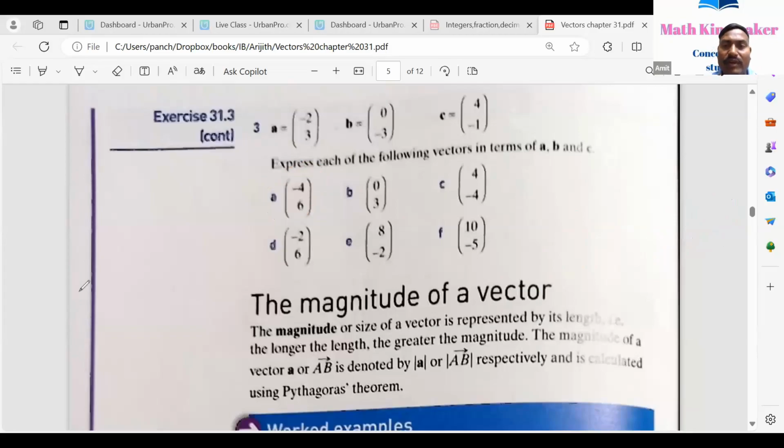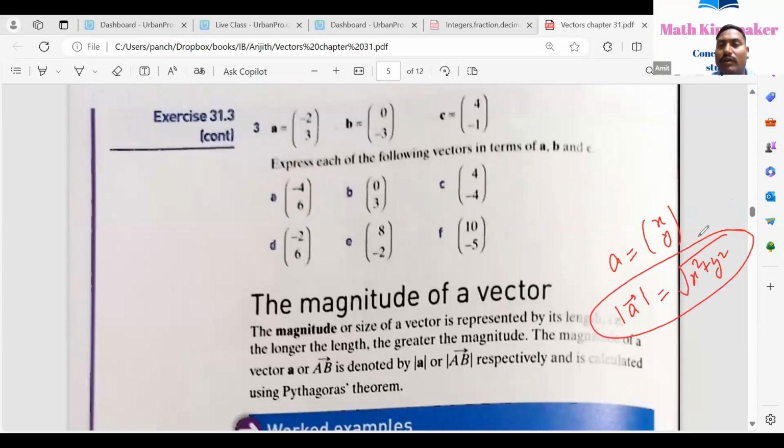So the magnitude of a vector. What is the magnitude of a vector? If a vector is given like x, y, so the magnitude of a vector is represented like this. It is the square root of x square plus y square. Just write it down. Magnitude of a vector is this one. The notation is this one.